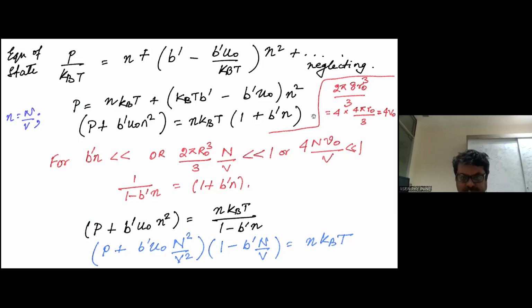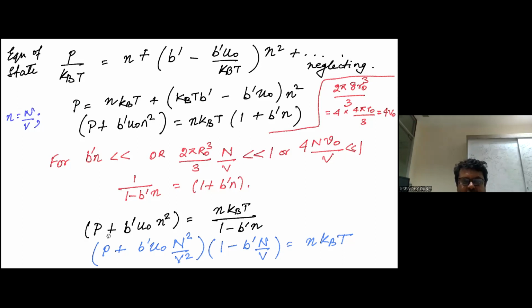So this quantity, which quantity? B dash n. B dash n is essentially, so n is capital N by V. This quantity is 4 times the volume. So 4 times the volume of a gas particle divided by the total volume of the box, which means that the gas is relatively dilute, because you are summing up the entire volume of all the particles into 4 divided by volume of the box, and if that's less than 1, one can write 1 plus B dash n, or rather 1 minus B dash n equal to 1 plus B dash n, right? And that's exactly what we do here.